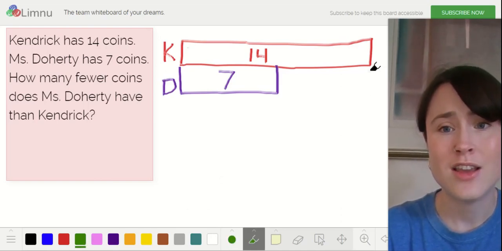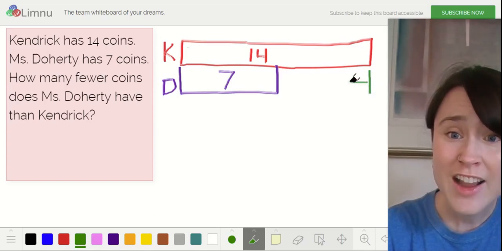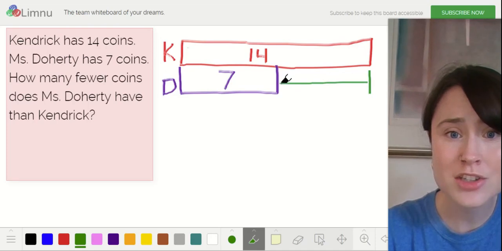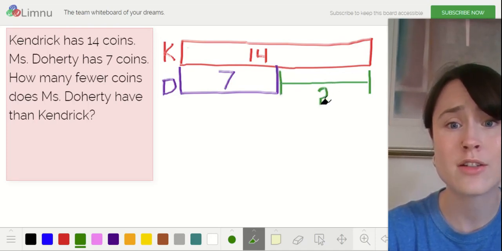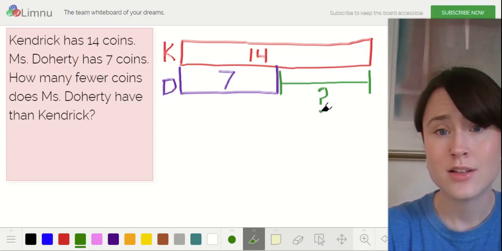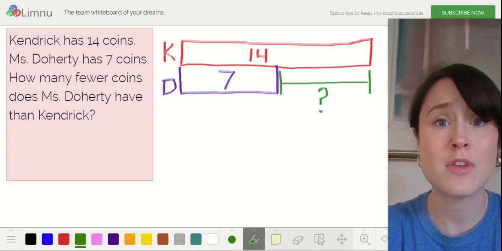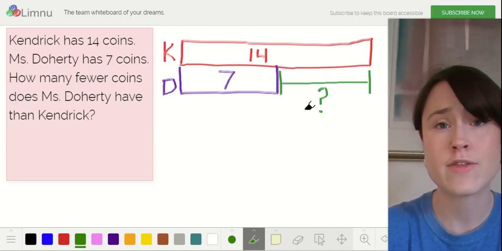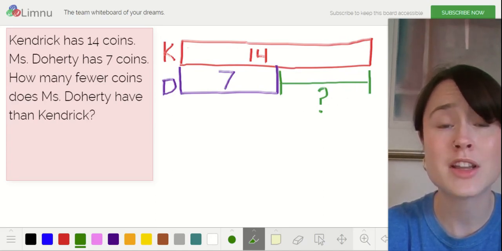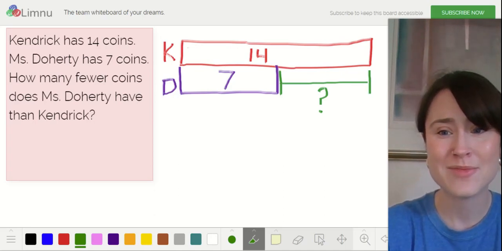So I notice if I start where Kendrick's value ends at his 14, I have to go backwards this much to get to Miss Doherty's value, 7. Miss Doherty has a lot fewer. She has less. Less means not as many. So I'm wondering what number sentence could help me figure out this part that's different, this part that Miss Doherty doesn't have. Go ahead and I want you to write that number sentence underneath your bar model. Let's challenge our brains. We've been working on these story problems for quite some time now.